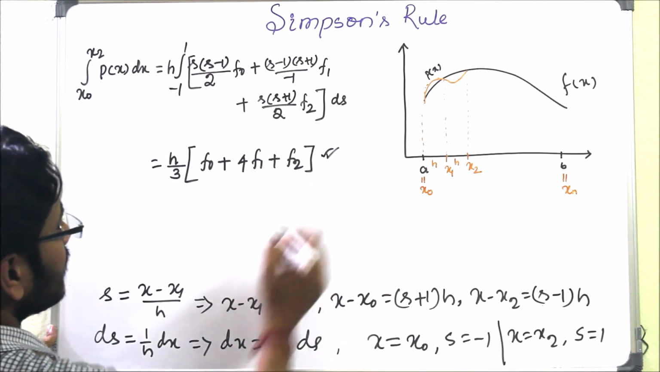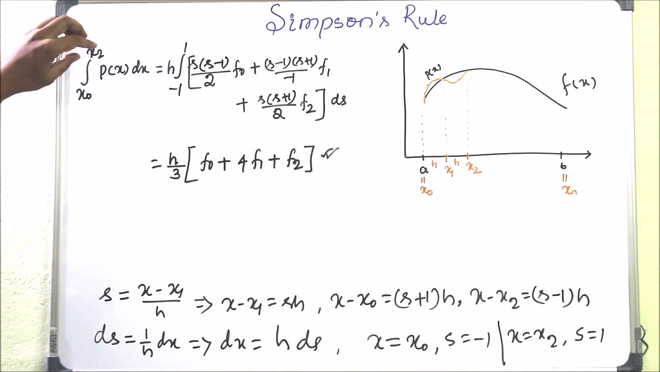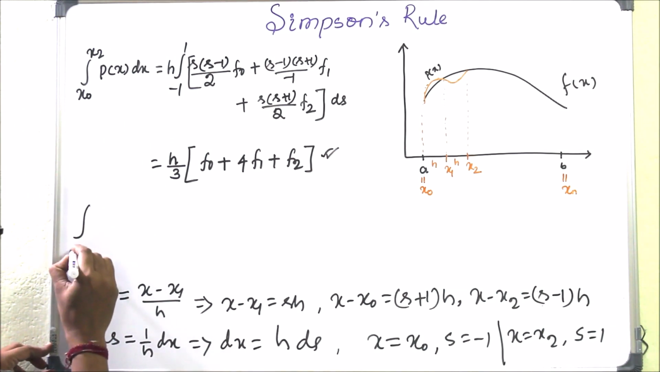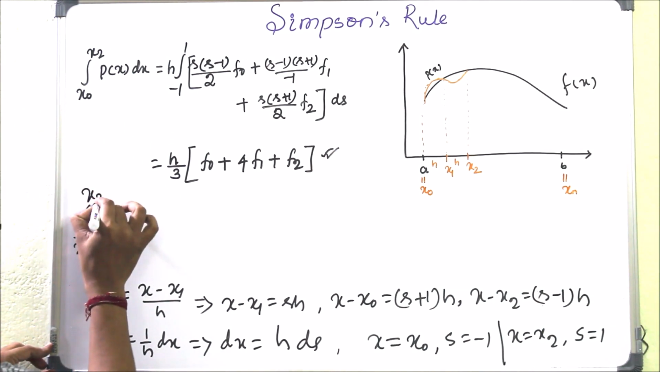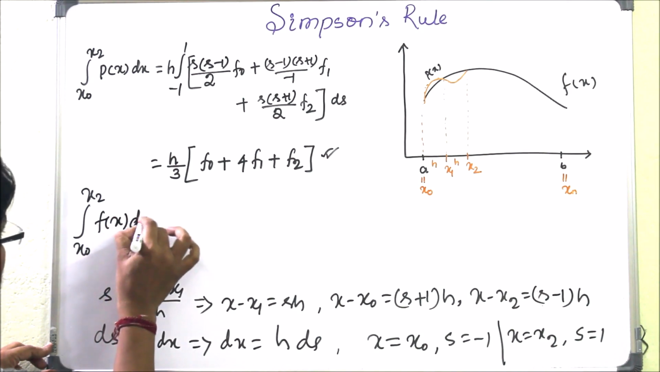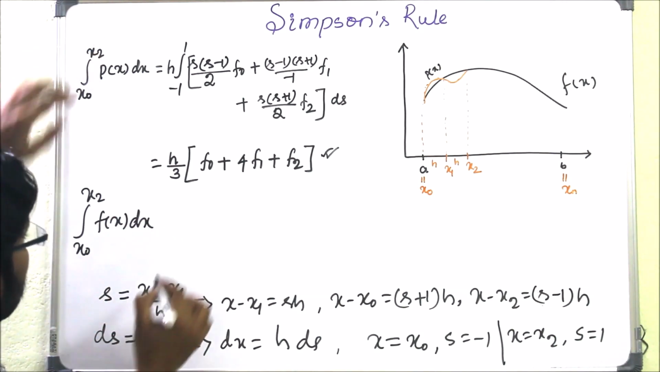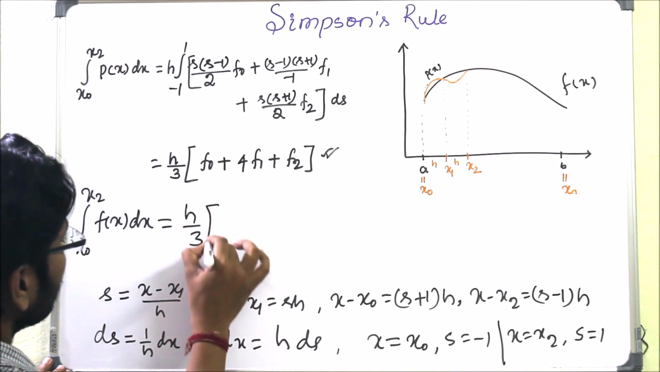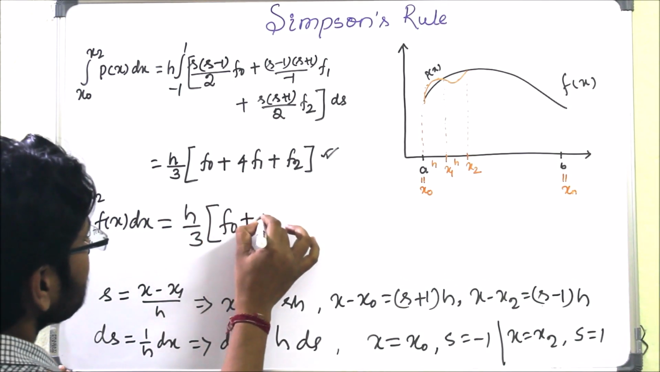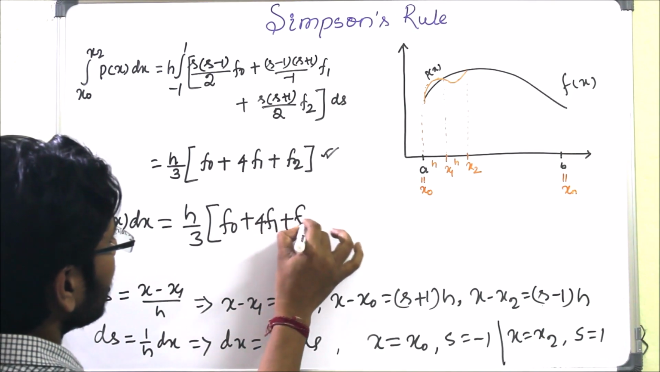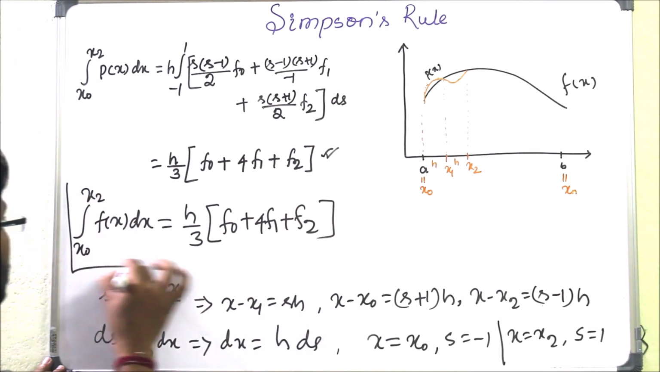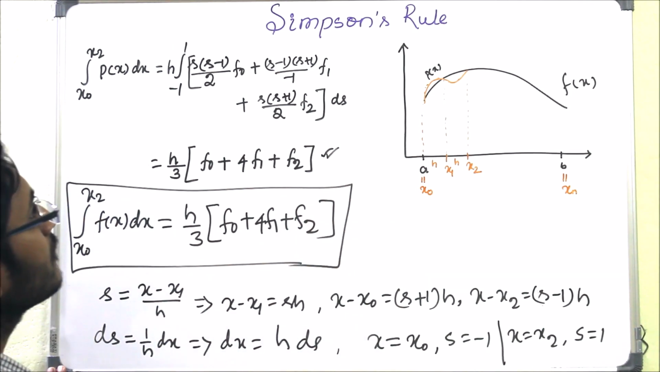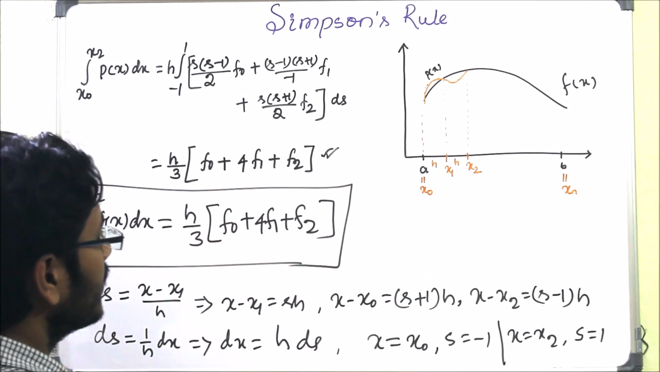So we will get this one. So as we have seen, we can approximate this function, that is the integral from x0 to x2 of f of x dx, through this. So I can write this as h by 3 whole into f0 plus 4 f1 plus f2. So this is the formula, and this is called Simpson's 1/3 rule.